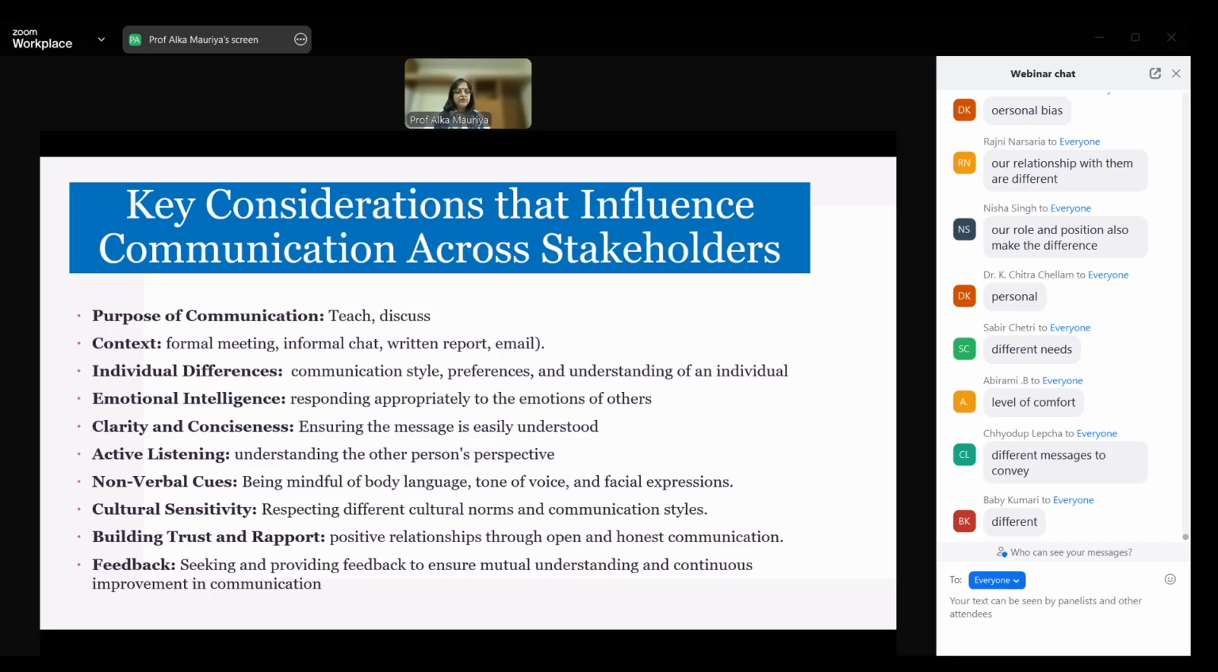Cultural sensitivity, someone wrote that in the chat box, that we also have to be respectful about the norms and communication styles and the cultural values and the beliefs of people with whom we are communicating. Building trust and rapport and feedback are some of the key considerations that we have to keep in mind while we are communicating across various stakeholders.